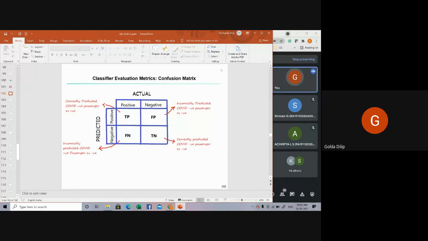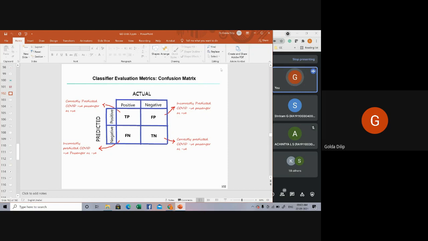Then what about a true negative? What is a true negative? Sriram, what is true negative? The example is being given there. Correctly predicted COVID negative passenger as negative. So true negative means what? Correctly predicting the COVID negative passenger as negative. So TP and TN both are correct.